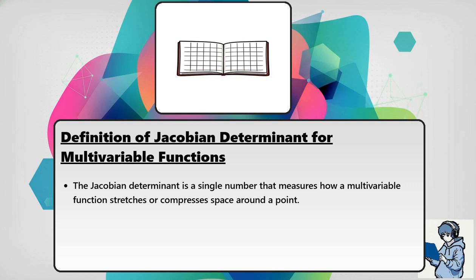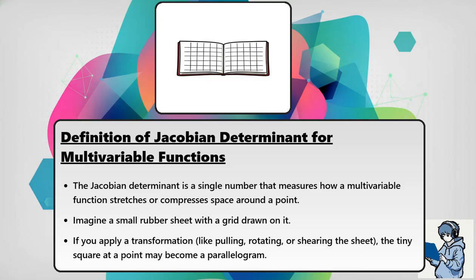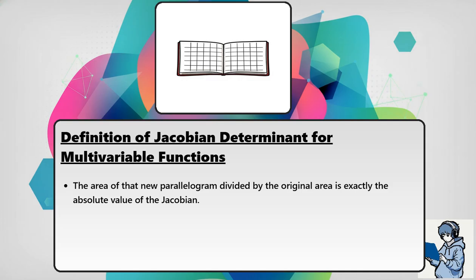The Jacobian determinant is a single number that measures how a multivariable function stretches or compresses space around a point. Imagine a small rubber sheet with a grid drawn on it. If you apply a transformation like pulling, rotating, or shearing the sheet, the tiny square at a point may become a parallelogram.